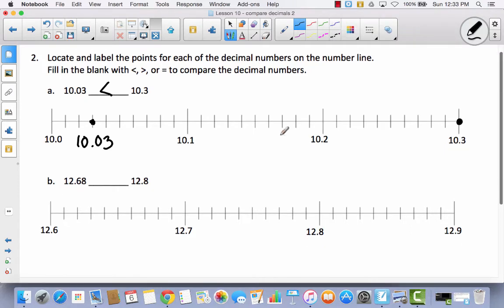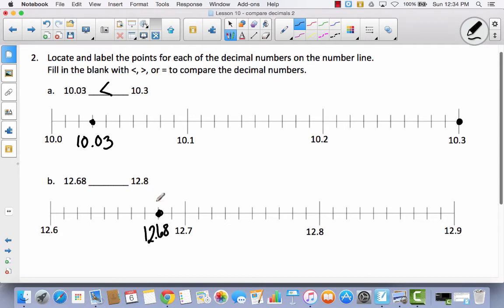So we've got 12 and 68 hundredths, and 12 and 8 tenths. When I look at 12 and 68 hundredths, I see it has 12 and 6 tenths. So that tells me it's going to be between 12 and 6 tenths and 12 and 7 tenths. So if I count over, this would be 12 and 60 hundredths, 12 and 61 hundredths, 12 and 62 hundredths, 12 and 63 hundredths, 12 and 64 hundredths, 12 and 65 hundredths, 12 and 66 hundredths, 12 and 67 hundredths, 12 and 68 hundredths. So let's go ahead and label that.